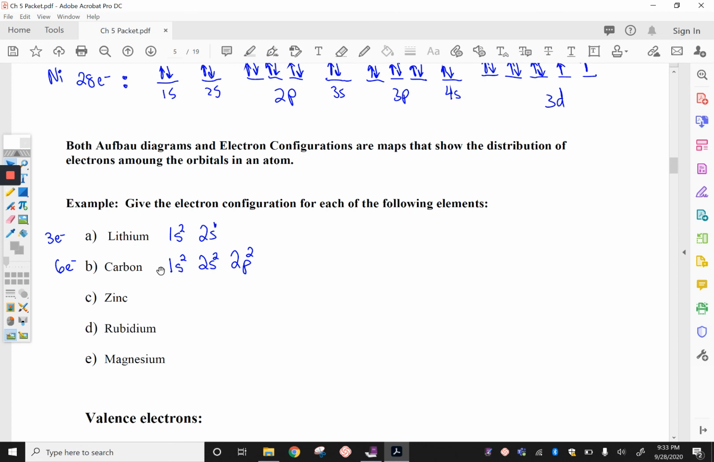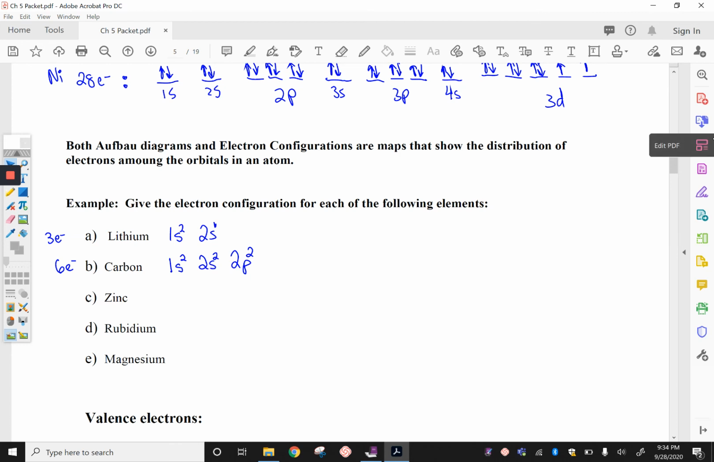That's the electron configuration for carbon. Again, if you add up your superscripts, the 2 plus 2 plus 2, that adds up to the total number of electrons, which in this case is 6. When you say this, you say 1s2, 2s2, 2p2. You don't say 1s squared or 2s squared. It's not squared, it is 2.